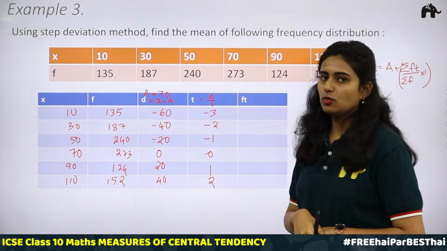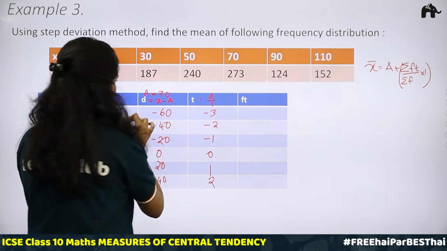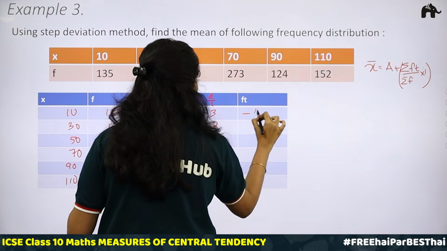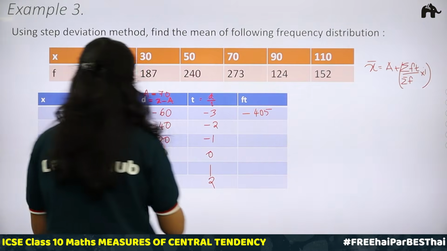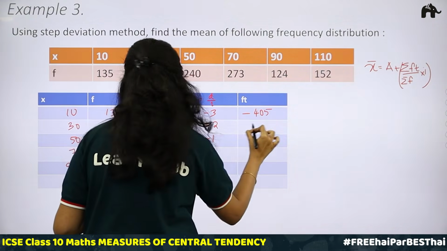Now we can easily find what ft values are. Yes, how to find ft? 135 into minus 3. You will be getting minus 405. 187 into minus 2. So there will be a negative sign.